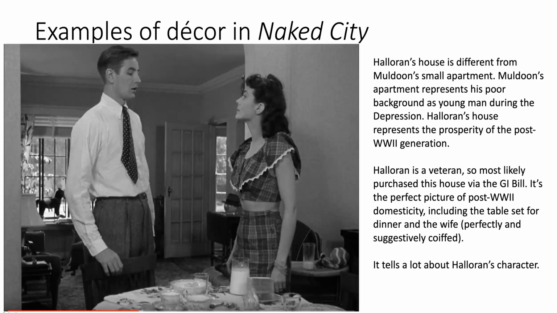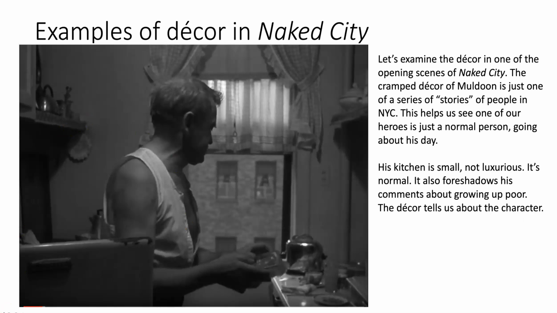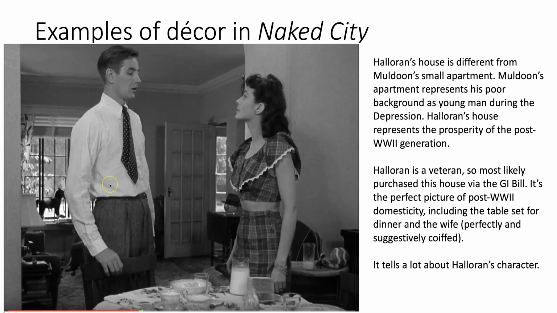designed. You know, you have the picture of the small hobby horse in the window for the kid. Not only is his wife perfectly coiffed, the house itself is perfectly coiffed with a perfect image of post-World War II family life. And this tells us a lot about the differences between Halloran's character and Muldoon's character. Just the decor of their interior spaces leads us to an understanding of their interiority, their interior ideas as characters.